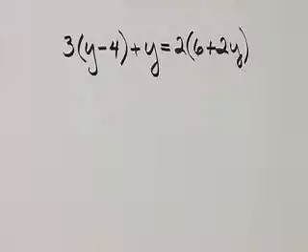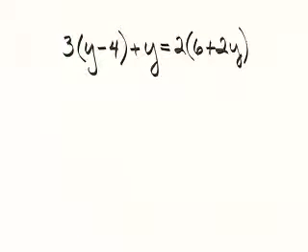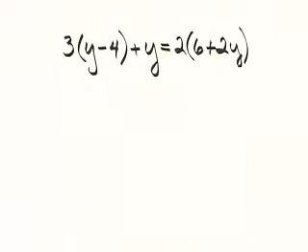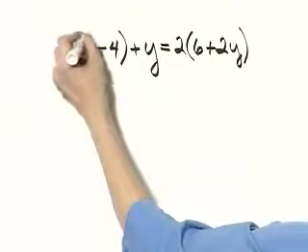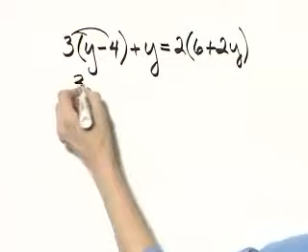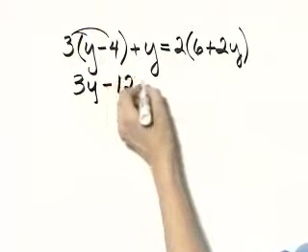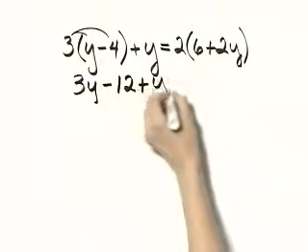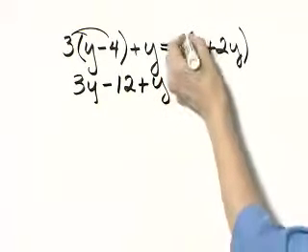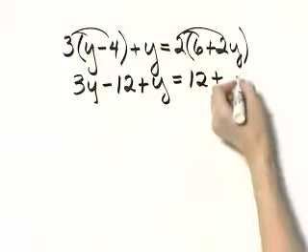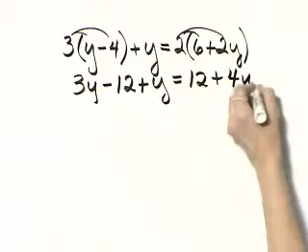How do we begin solving this equation? Remember to go through your steps. There are no fractions here. There are parentheses, so let's multiply by using the distributive property. That's 3 times y, which is 3y, minus 3 times 4 is 12, and then plus y is equal to 2 times 6 is 12, plus 2 times 2y, that's 4y.